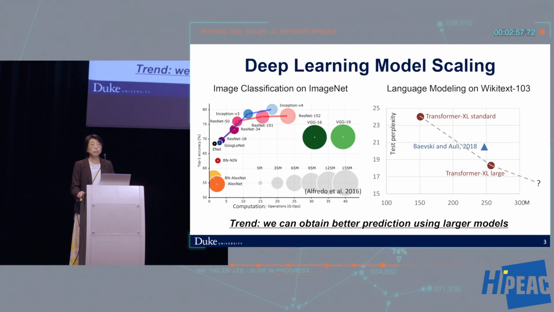This trend is particularly obvious if you look at the series of models. For example, the ResNet, starting from ResNet 18 to 34, 50, 101, and 154. A similar trend can be obtained when we look at language modeling on the right-hand side. This is only for the transformer model. The y-axis represents the test perplexity, the lower the better. The trend is also very obvious: the prediction accuracy improvement is gained based on the model size increase.